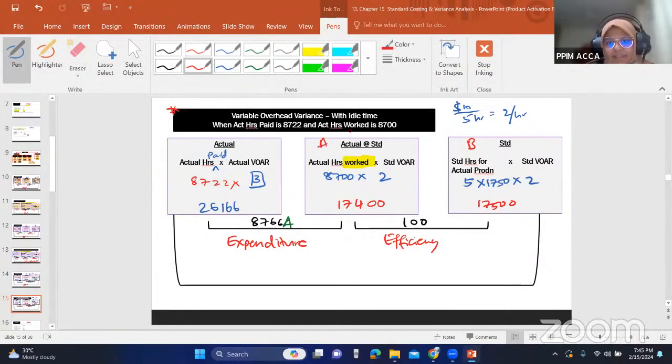Here there is a little bit of actual. The budget was 17,500. I have spent less. If I spend less, that's always a good thing. So this 100 is a favorable variance. So the total will be adverse and favorable, so it has to be deducted. Total will obviously be adverse because adverse is more. So 8,766 minus 100, the total will be 8,666.